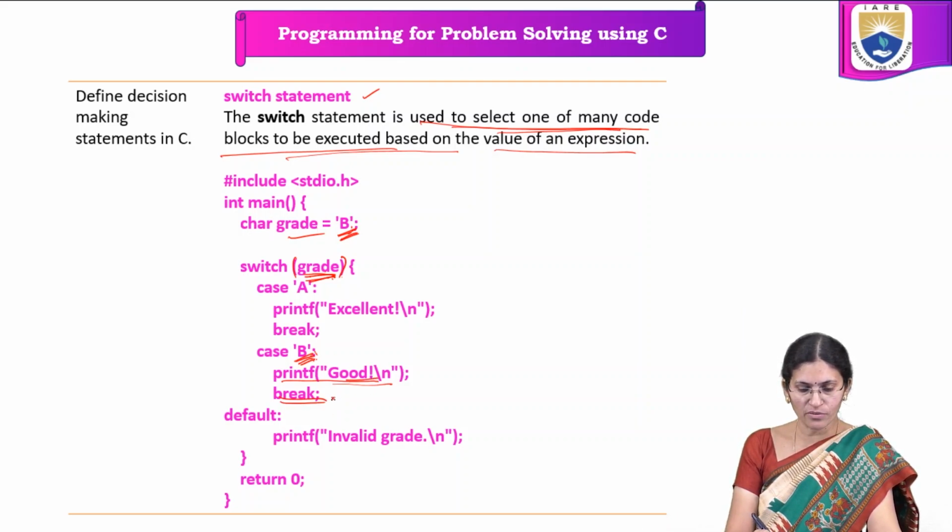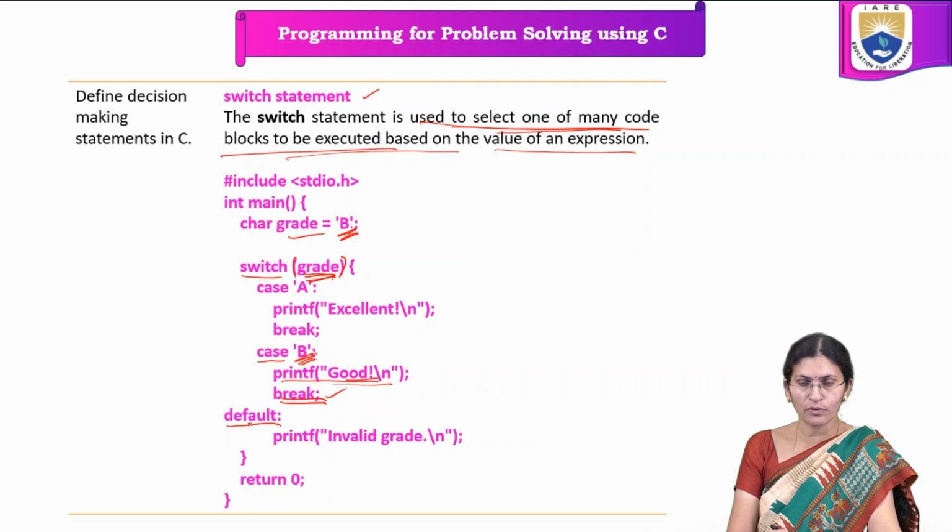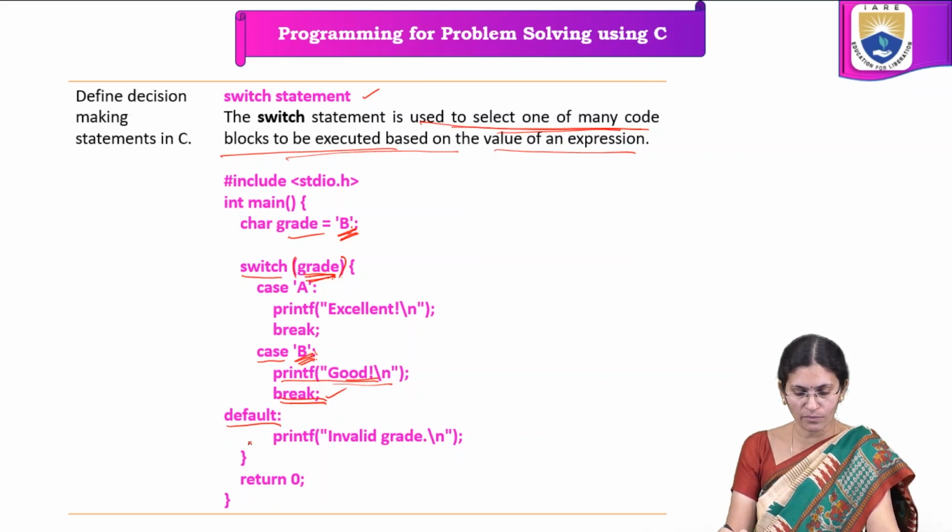In order to implement the switch statement, we need to use the break statement as a keyword. Case is a keyword here. Switch is also a keyword. Default is also a keyword. Default is optional; you can use it or you can skip it. For this program, the output will be good, so good will be printed on the screen.